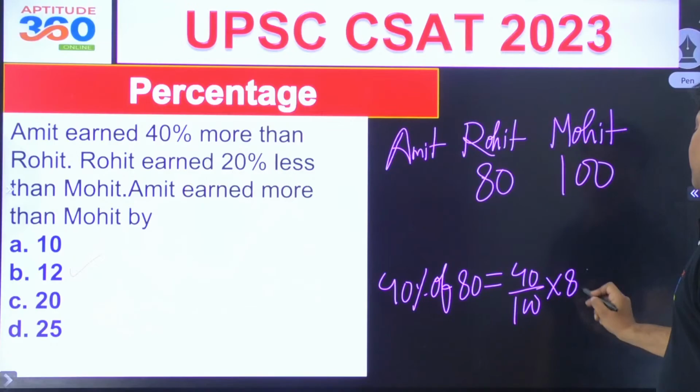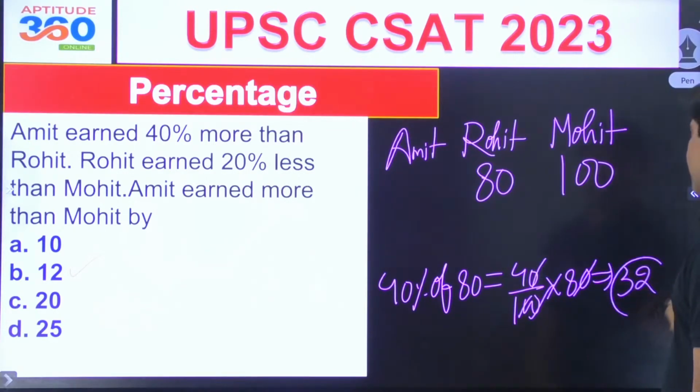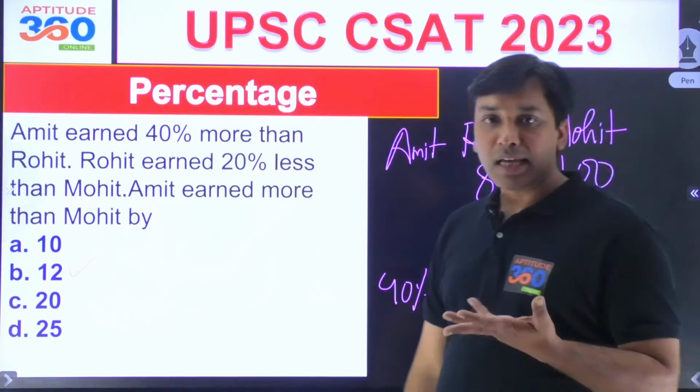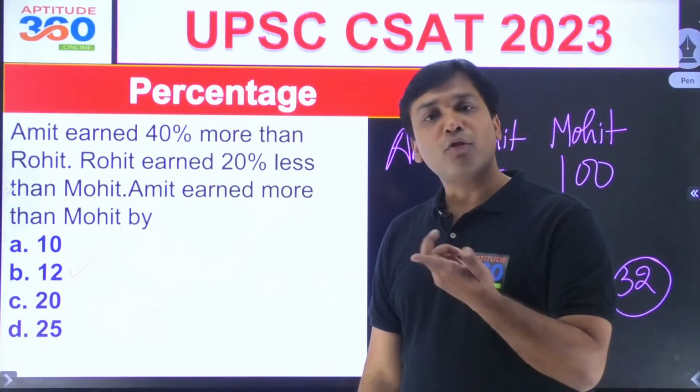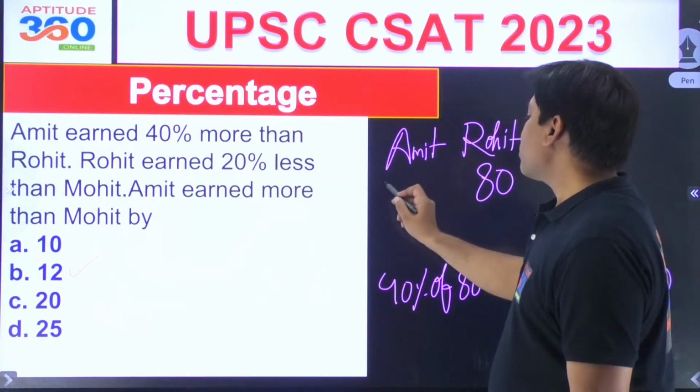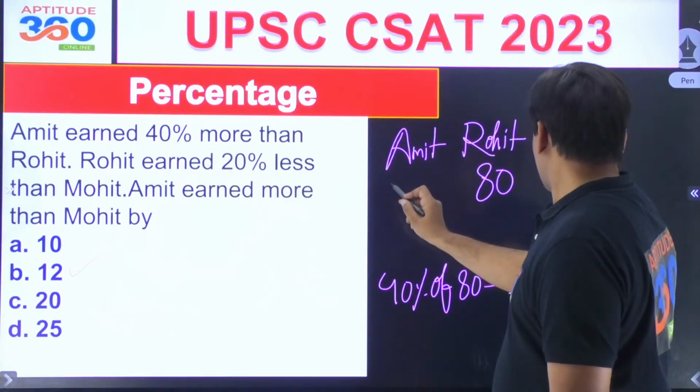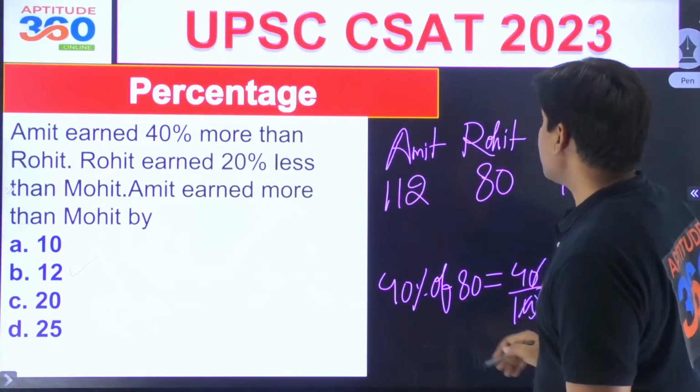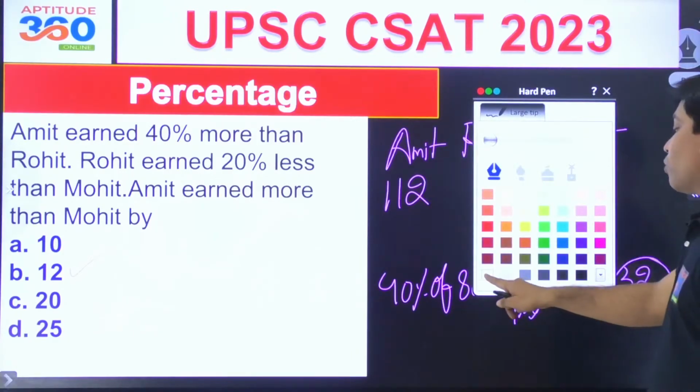40% of 80, if you simplify this, if you can do it without lifting the pen, that is fantastic. 10% of 80 is how much? 8. What is 40%? 8 into 4, which is 32. Now if we add 32 here, what will this come to? This is going to be 112. And what is your problem now?